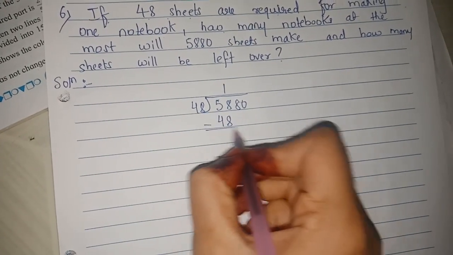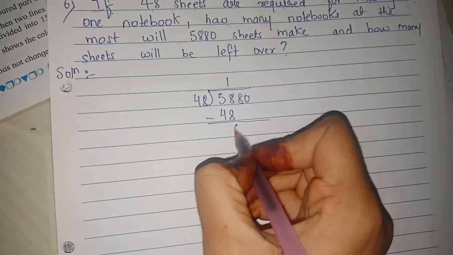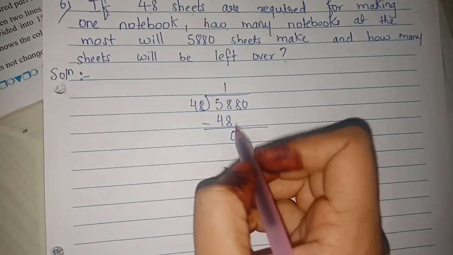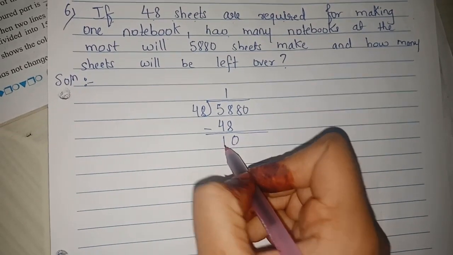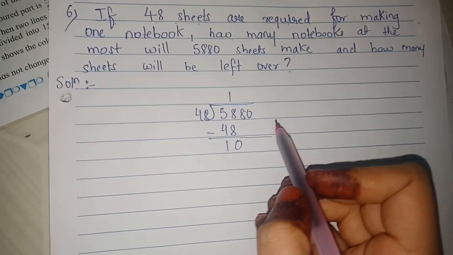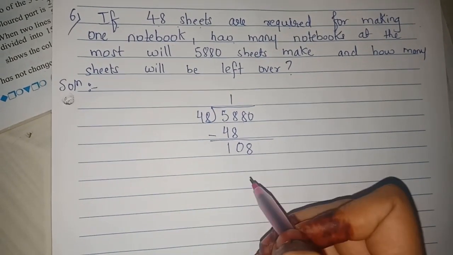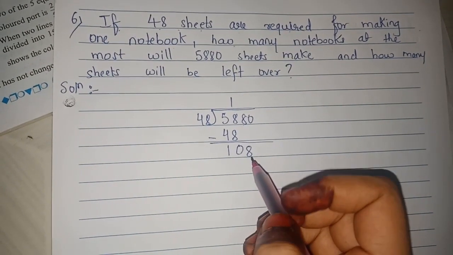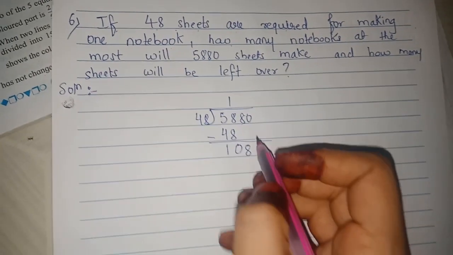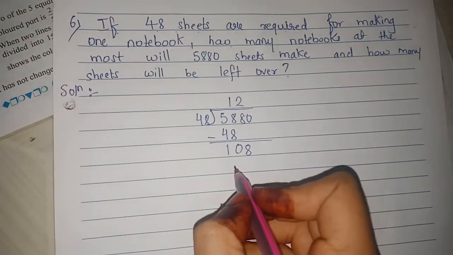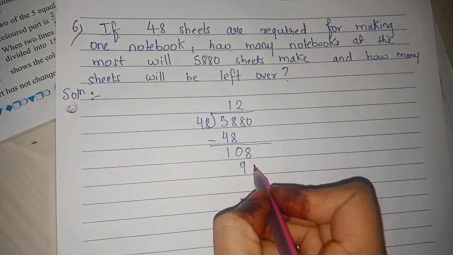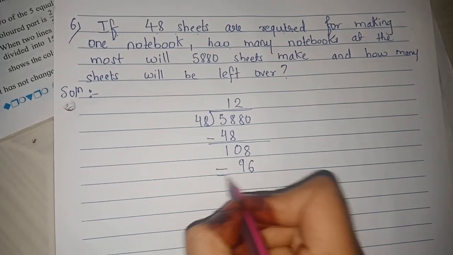Now subtract them. 8 minus 8 is 0. Okay, 5 minus 4 is 1. Now take this 8 down. So we get 108. Now 48 2s is 96. So 2 will come here. 96 will come here. Now subtract them.